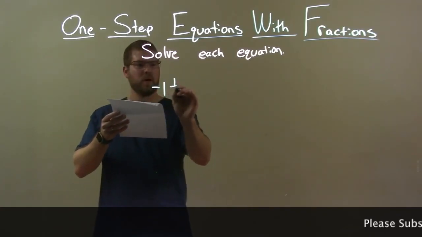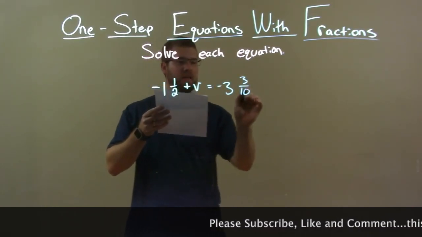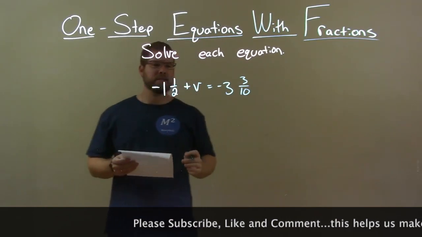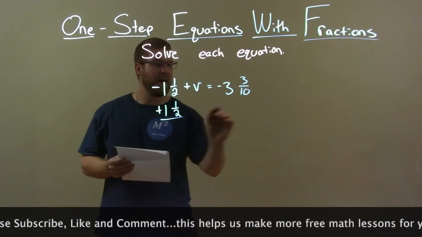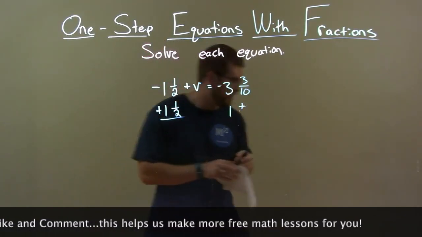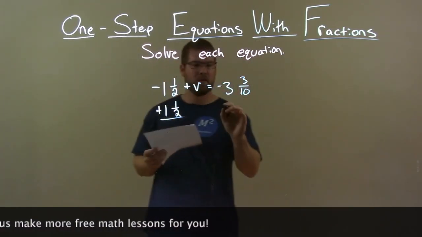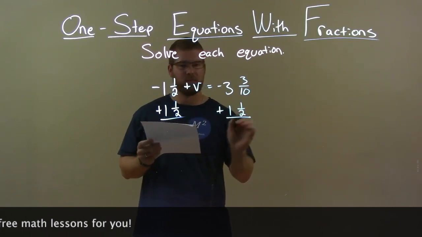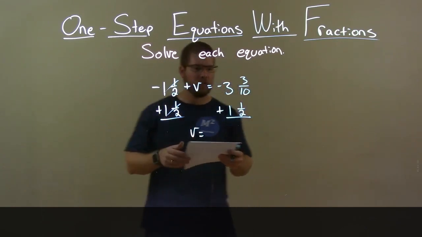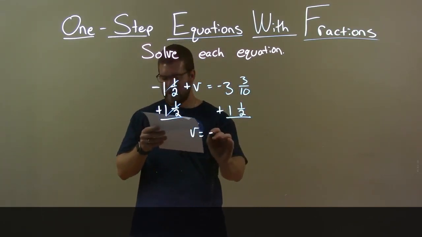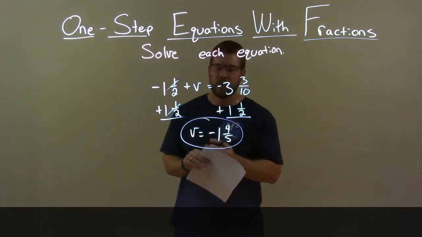Negative 1 1/2 plus v equals negative 3 3/10. All right. I want to get v by itself. We're adding a negative number to it. So if I add both sides by 1 1/2, that's a plus sign. Got ahead of myself there. Whoopsie. Moving everything around. Plus 1 1/2. Okay. I'm left with v by itself on the left. On the right, negative 3 3/10 plus 1 1/2 comes out to be a negative 1 4/5. And so that is our final answer.